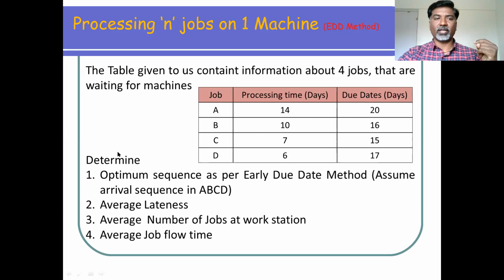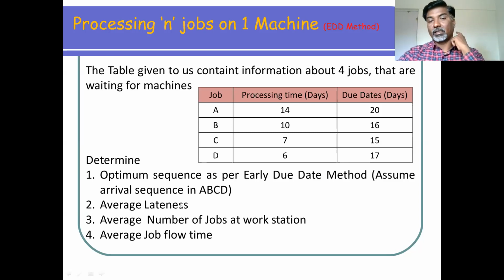What are the activities they have asked? Determine the optimum sequence as per the due date method. You have to calculate the optimal sequence, that is, the proper sequence which requires minimum idle time, or in which the efficiency of the machine is maximum, using the earliest due date method. Here we have to assume the arrival sequence is A, B, C, D. That means first A arrived, then B, C and D. These are the arriving sequence of machines in your repair center.